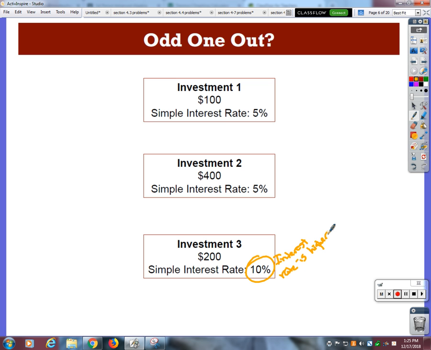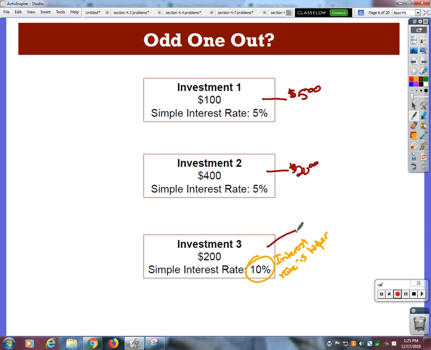You think number 1, but you don't know why? What is 5% of 100? What would you get in investment 1? $5. So this one you would get $5 interest each year. What is 5% of 400? 20. Nicely done. So then you would get $20 here.